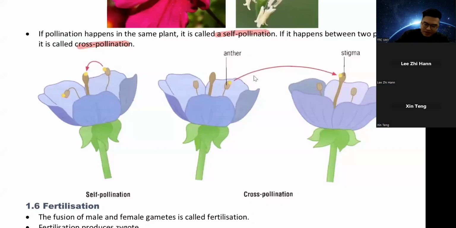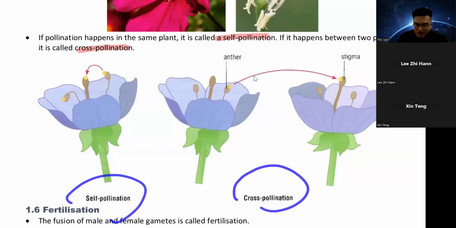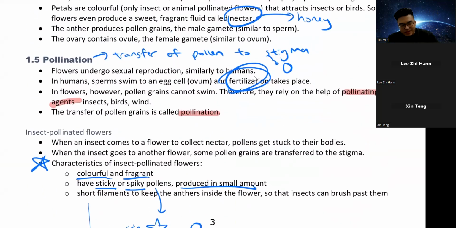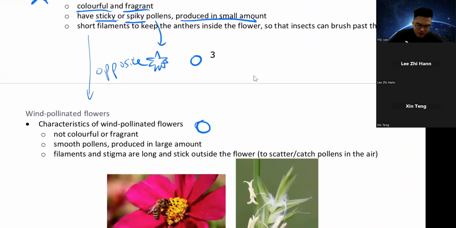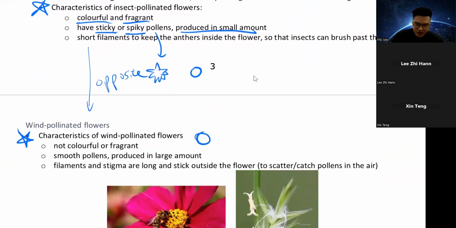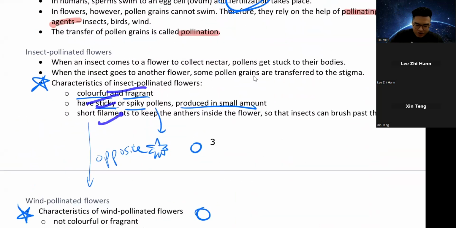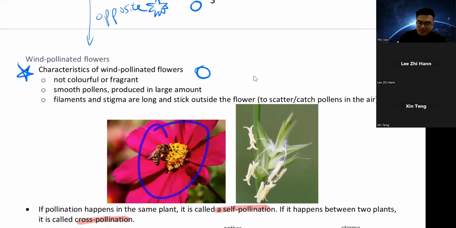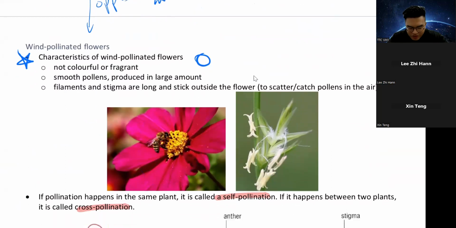Okay, let's go back. So self, cross: if it's the same plant, then self. If it's two plants, then cross. Please pay attention to the characteristics. If it is insect pollinated, how does it look? If it is wind pollinated, how does it look? The insect one is usually colorful and smells nice. The wind one doesn't need smell or color, just be white and produce as many pollen as you can.